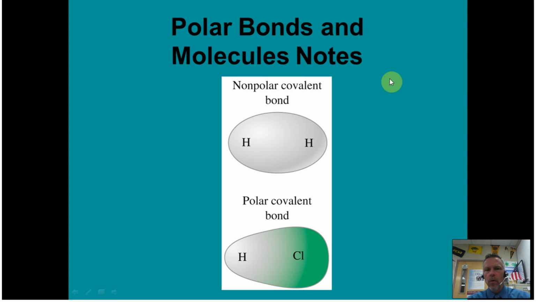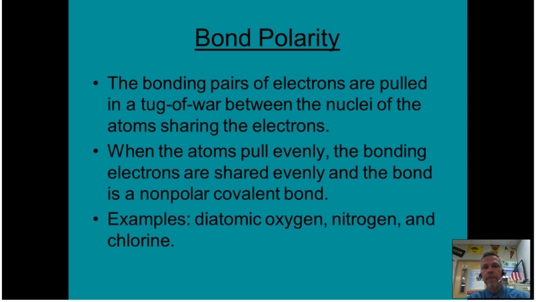Polar bonds only refer to covalent bonds. So just for clarity, we're not talking about ionic bonds, those plus and minus charges that you find between ions. Polar bonds are a certain subtype of covalent bonds. And so let's talk a little bit about polar and nonpolar covalent bonds.